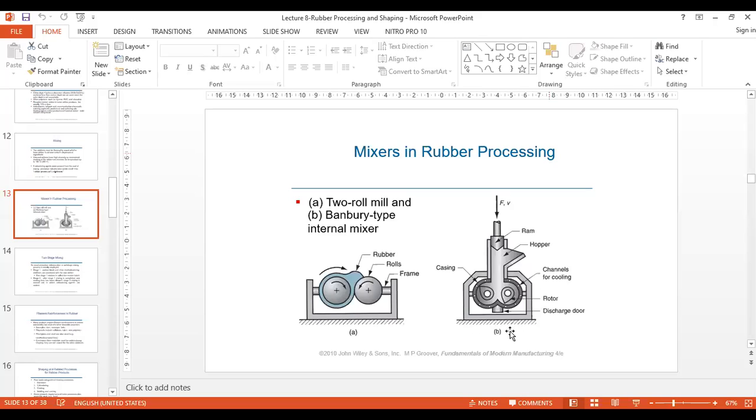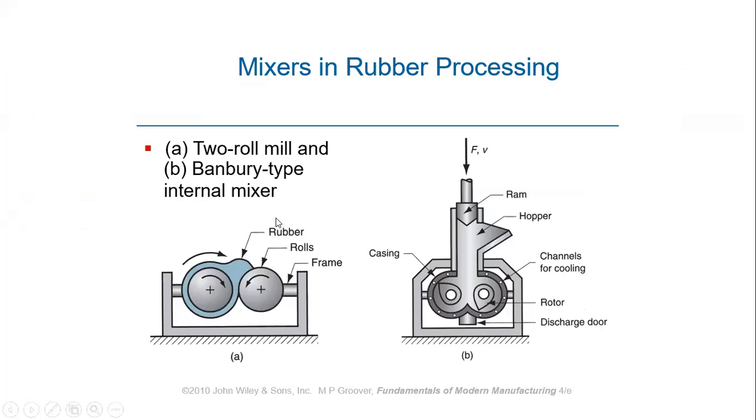Okay, just to go back in here to explain the mixtures of rubber processing. There are two types: two-roll mill. These are the two-roll mill. The rubbers are placed in here, and then additives are also added in this region. Then both rollers rotate, and mixing occurs in here.